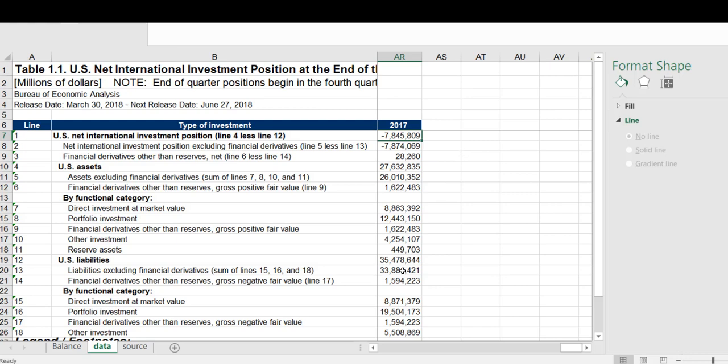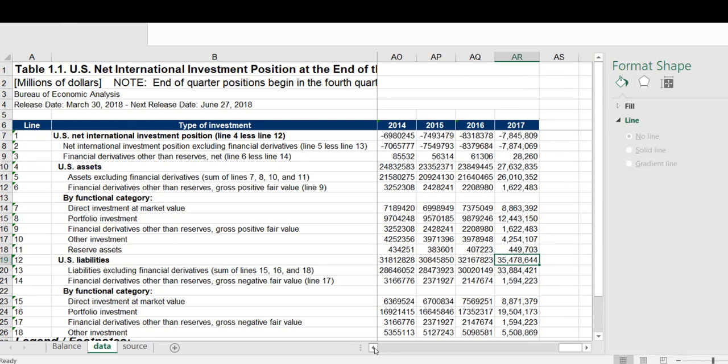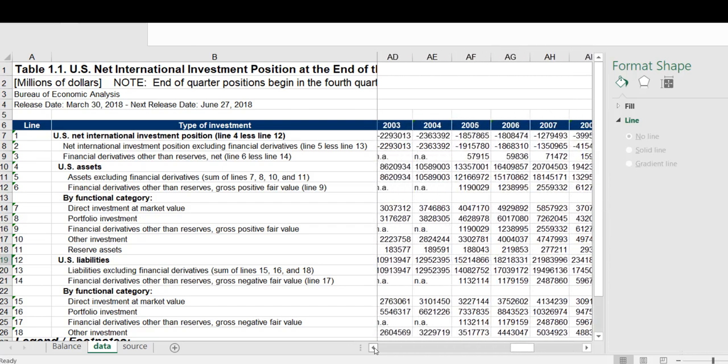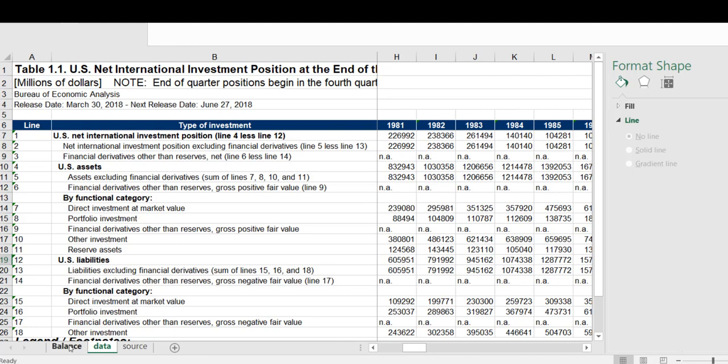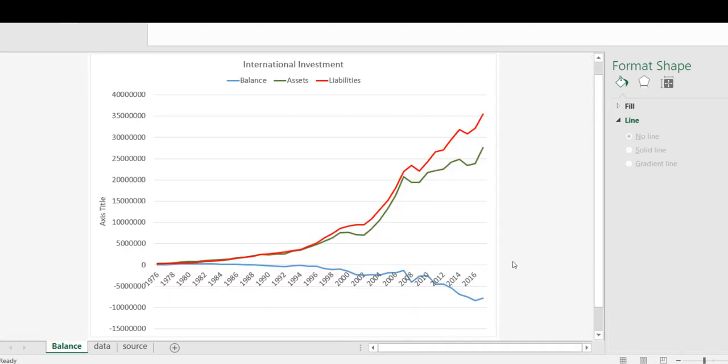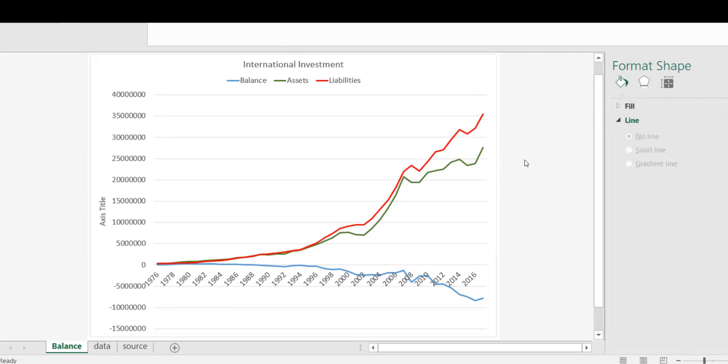What if they were to do a fire sale of all their assets? Now let's look at the evolution of this data throughout time. And in the Excel file I made available on Canvas, there's a plot of the data. The blue line shows the balance, the green line how much we own in foreign nations, and the red line how much foreigners own in the US.